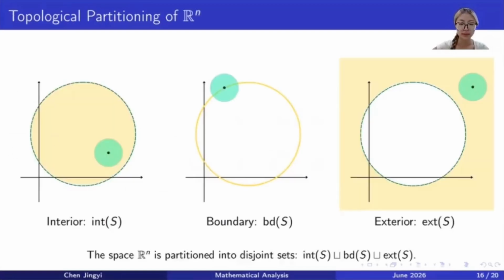Now let's see these pictures. In this page, we can see this very clearly. We take a ball as an example. The first picture shows the interior. It is the safe inside area. And for the boundary, it is the yellow line on the edge, which is the edge of the ball. And also for the exterior, it is the space outside of the ball. We can see the space Rn is partitioned into distinct sets: interior, boundary, and exterior of S.